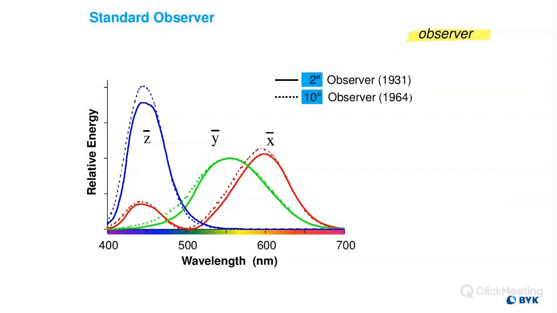And so this is what those observer functions actually look like. And here we're seeing the 2 and the 10-degree observer. So the 2-degree are represented by the solid lines, the solid curves. And so we can see that the blue cone has maximum sensitivity somewhere around 450 nanometers. For the green, it's around 550, and for the red, it's a little over 600. And if we switch to the 10-degree observer, which are the dotted curves, we can see that we're getting a bit more sensitivity in each area, which is why this correlates a little better with how we typically see colors in everyday life.